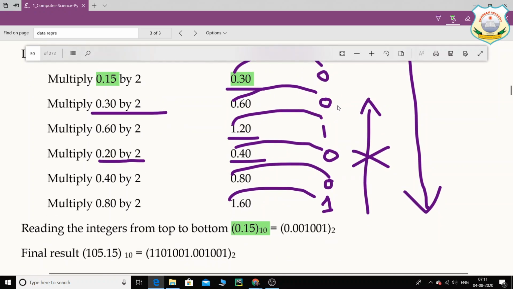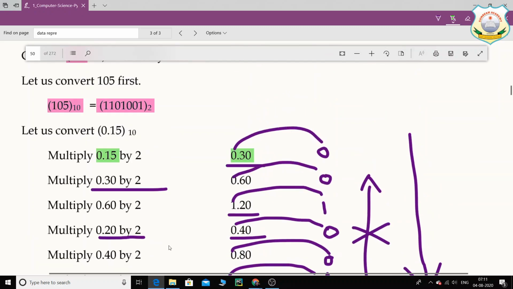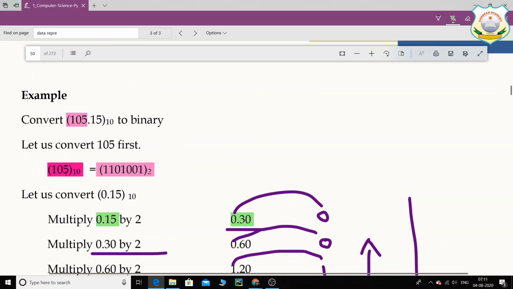You can see 001. Since it's a fractional number, they have taken 0 point. Okay, and if we have that, now we have to just join the two numbers. So for 105, that was a decimal number, decimal to binary, we got this answer.